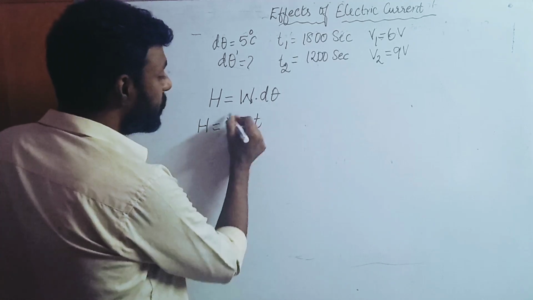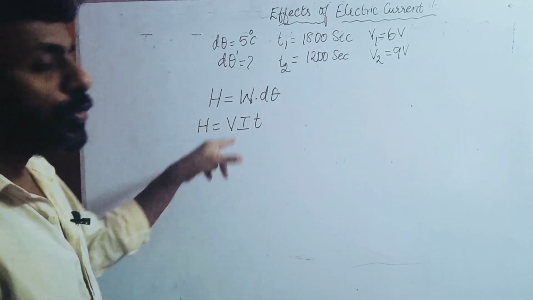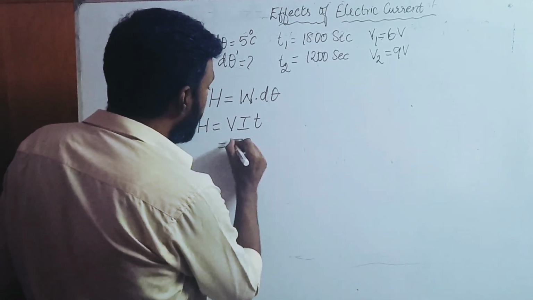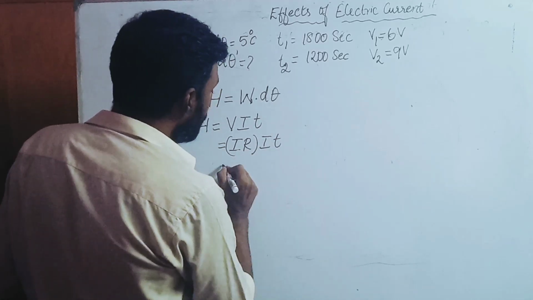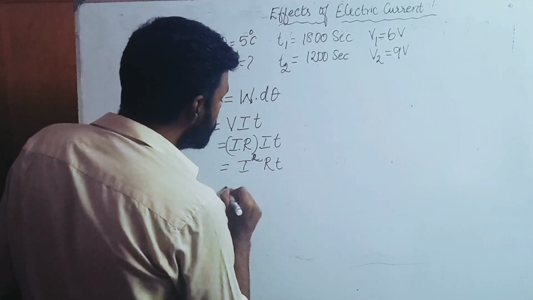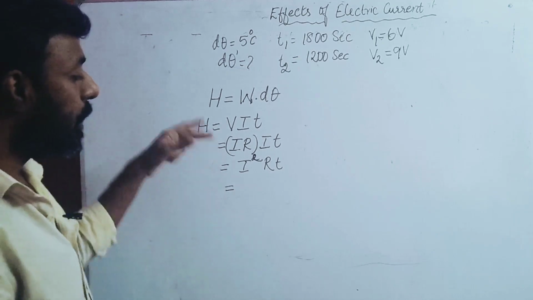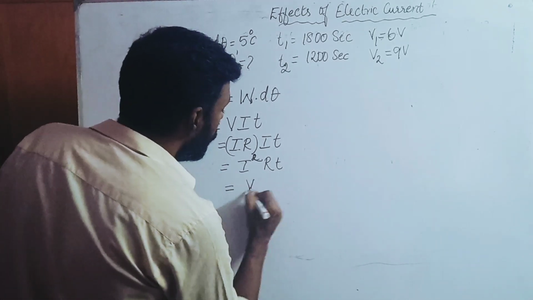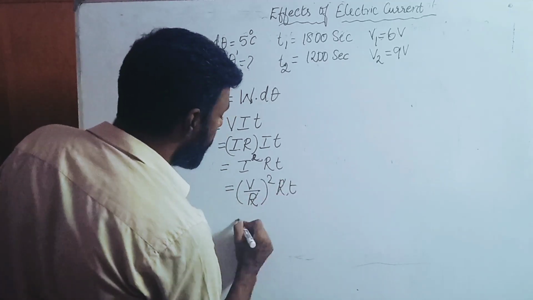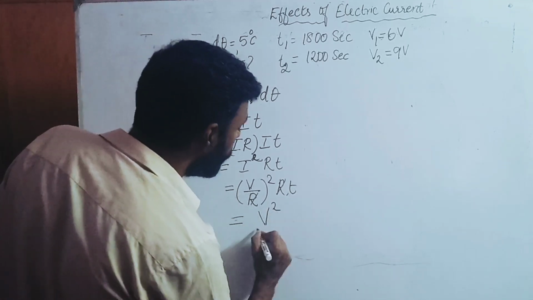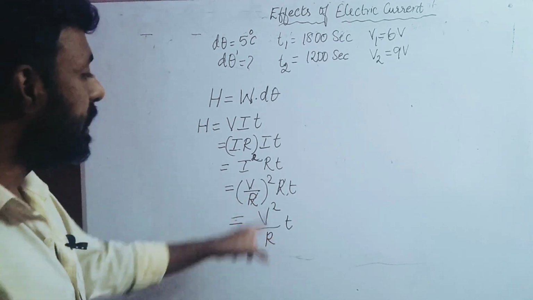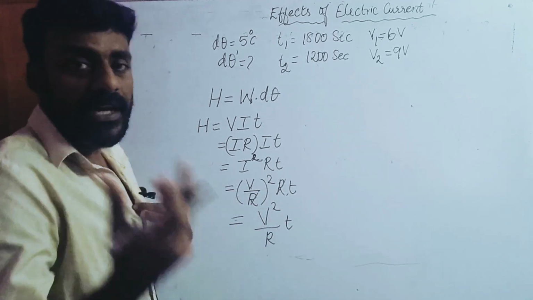By Ohm's law, I can split V as I into R, because V equals the product of current and resistance. So this will be IR into IT, so the value will be I squared into RT. I can be written as V by R by Ohm's law, so it is (V divided by R) the whole squared into RT. So R gets cancelled, and I'll be left with V squared divided by R into T. This is the value of H, the heat produced.